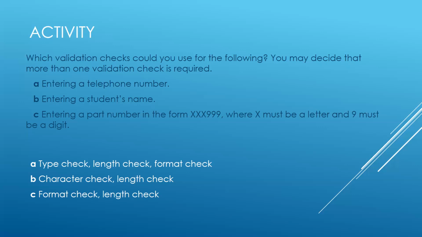Some students may have written type check and length check. Some students may have written length check only. So there are three different possibilities for entering a telephone number. Entering a student's name. We have talked about the length check, so definitely that will be there, as well as character check, because it should contain the right type of characters. The length check also: not one less, not one more. If, for example, a name is composed of 12 letters, it should be exactly 12 letters.